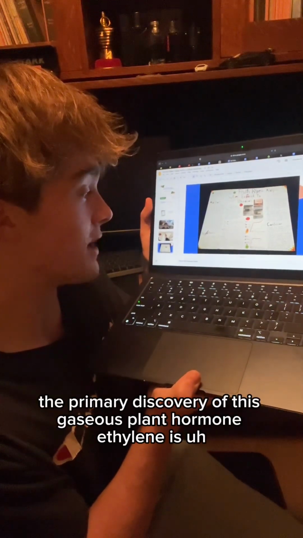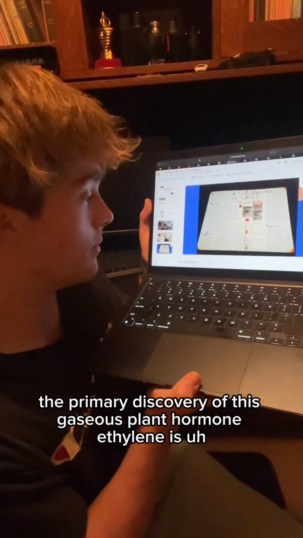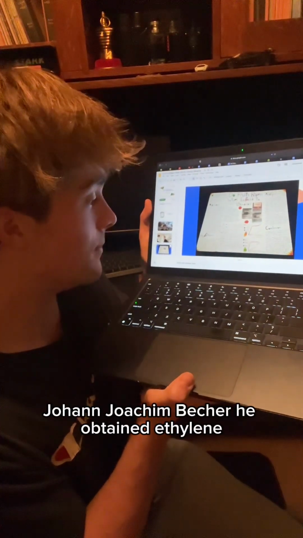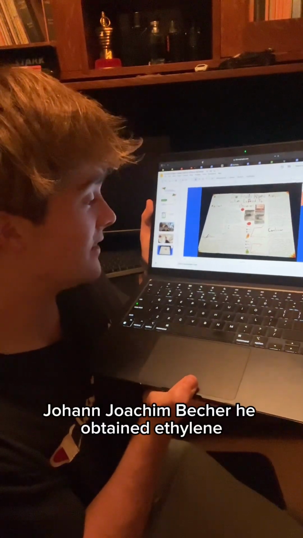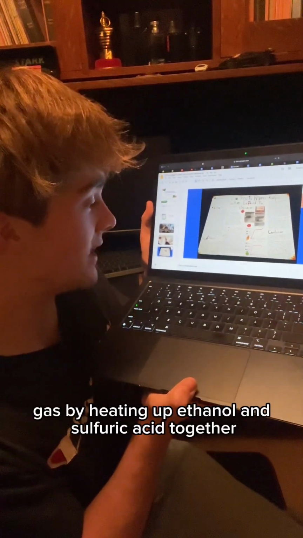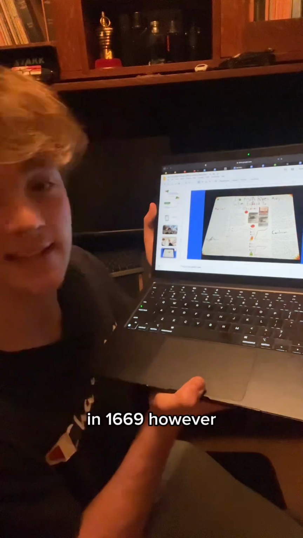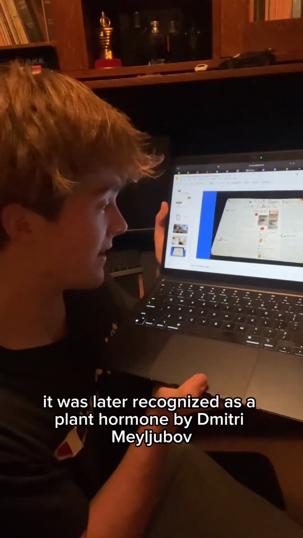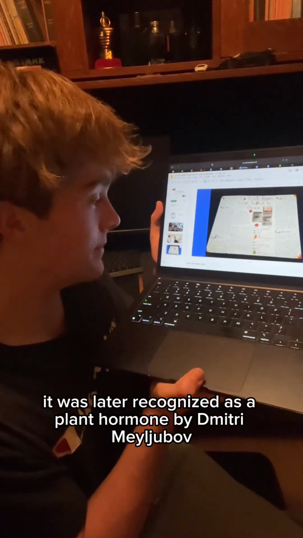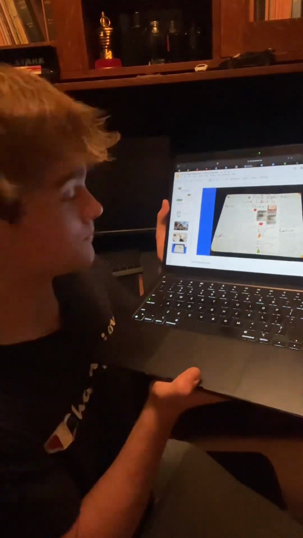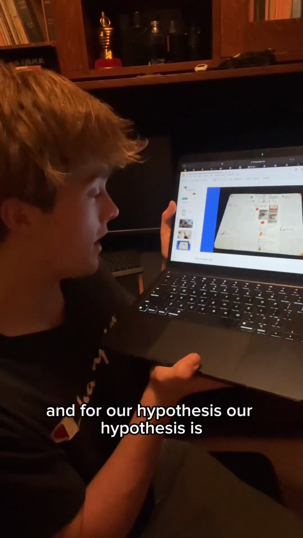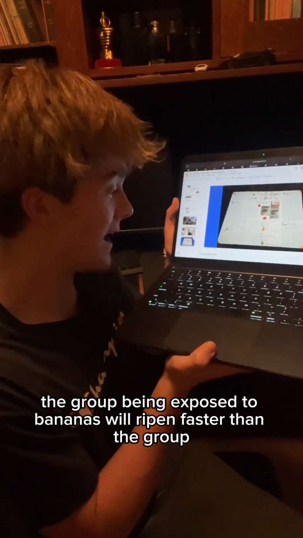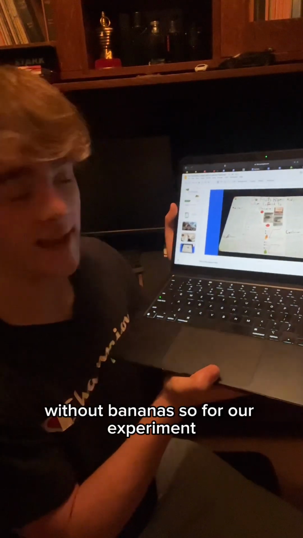The primary discoverer of this gaseous plant hormone, ethylene, is Johann Joachim Becher. He obtained ethylene gas by heating ethanol and sulfuric acid together in 1669. However, it was later recognized as a plant hormone by Dmitry Neljubov. And our hypothesis is the group being exposed to bananas will ripen faster than the group without bananas.